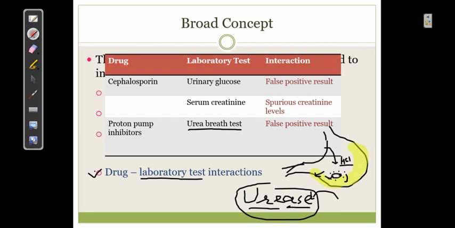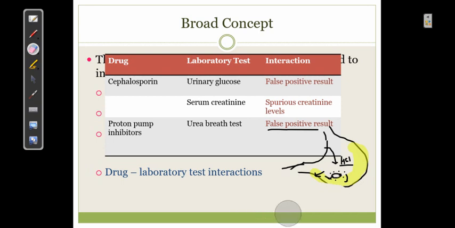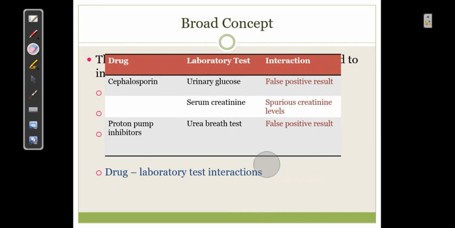But if you give proton pump inhibitors, then this urea breath test will give a false positive result. So the skills of physicians are very important, but biochemical estimation and this type of support from the laboratory data are very important for management of any patient. And if your drug is modifying a laboratory test, the implications are quite high. So drug laboratory interactions are also a part of drug interaction.